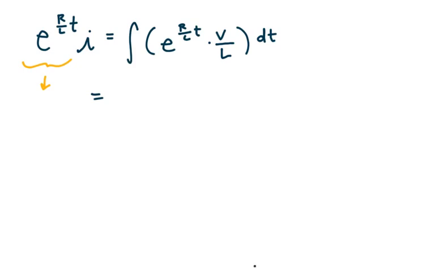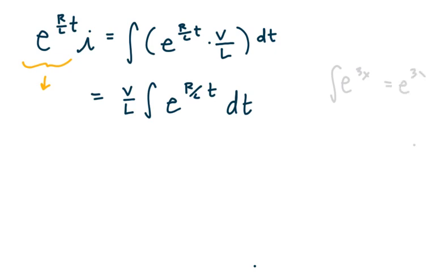Okay, so this is equal to, and keep in mind this is still all over here, it's just carrying down. V over L is a constant, and we can pull the constant in front of the integral. So I'm integrating e to the R over L times t dt. And, you know, if we were integrating e to the 3x, integrating e to the 3x would give us e to the 3x over 3.